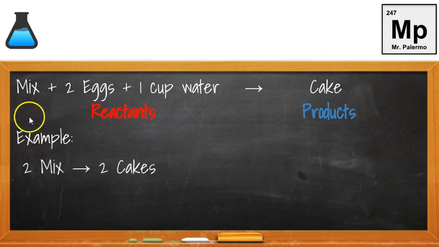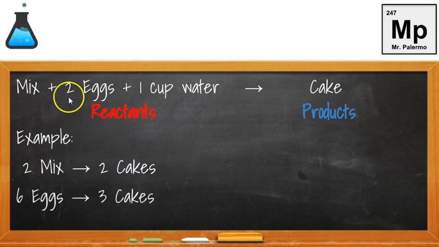if I wanted to use 2 boxes of mix, and I had an unlimited supply of eggs and water, then if I have 2 boxes of mix, I can make 2 cakes, because the original ratio is 1 of these makes 1 of these. So if I double my mix, I double my product.